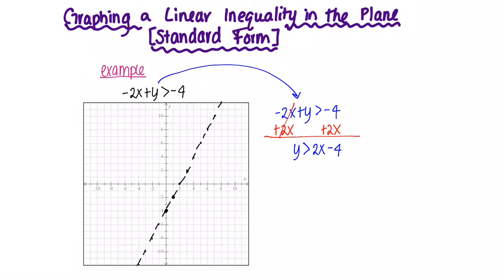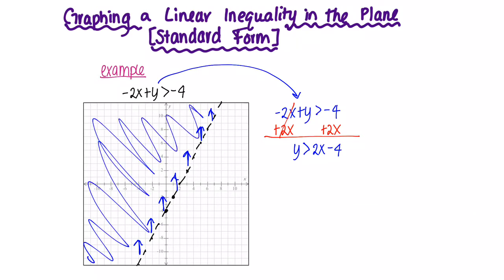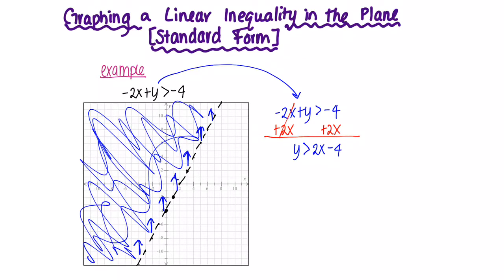So there is my line. This is my 2x minus 4 line. This is a greater than symbol, which means you're shading above. So I'm going to draw arrows straight up. That points to the correct region to shade my graph. And beautiful shading. That's it for that one.